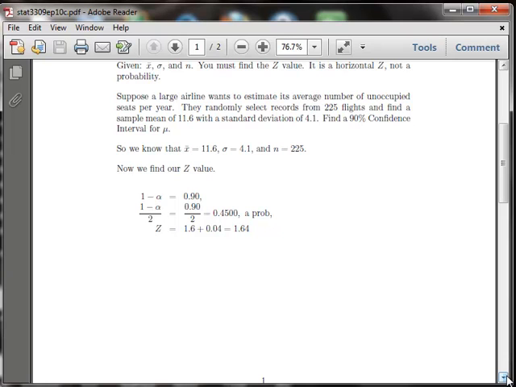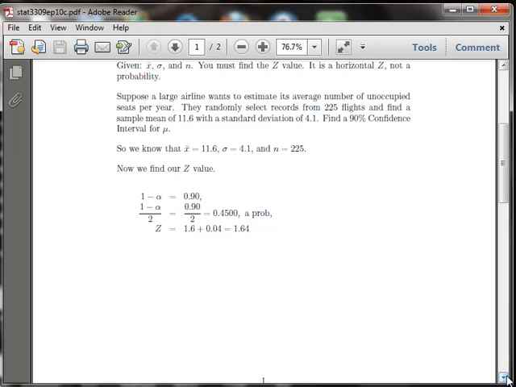So in our story, we know that x bar is 11.6, sigma is 4.1, and n is 225. So we have to find our z value, and we start out with 1 minus alpha equal to 0.90. That 0.90 is essentially the 90% in decimal format. So we take 1 minus alpha over 2, which is equal to 0.90 over 2, which is 0.4500, which is a probability. So we're going to use that to find our z.